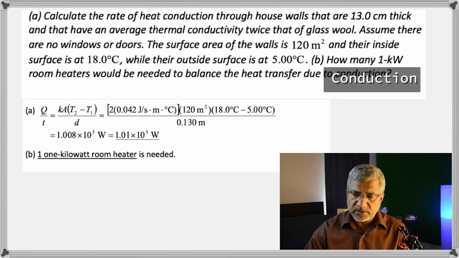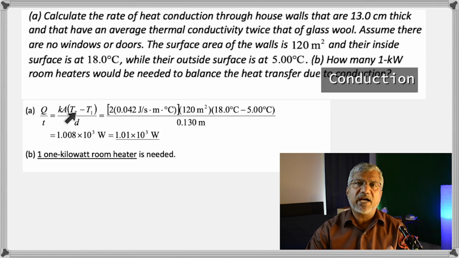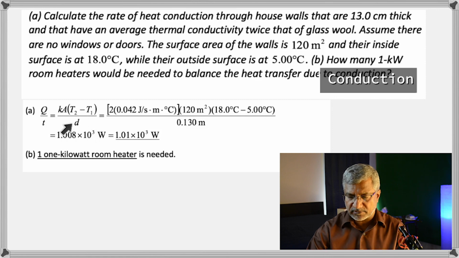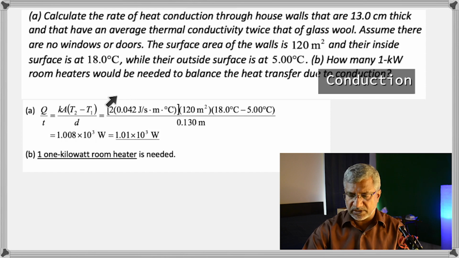Here it is. This is the formula for conduction. Q by T is K, which is the constant, thermal conductivity, A times T2 minus T1. T2 is the higher temperature, T1 is the lower temperature, and D is the thickness. So here is the value given here 2 times. Why? Because this is the conductivity of glass wool. The problem said it's twice that of that, so that's why 2 times. So that's K. Whole thing is K.